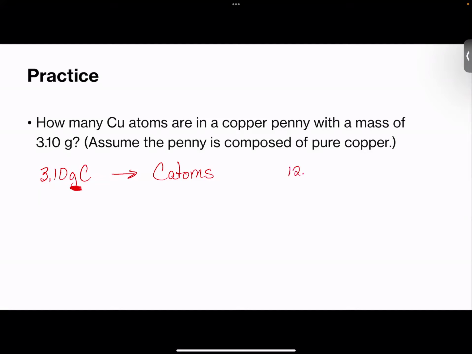So 63.55 grams of copper is 1 mole of copper. And what did I say you'll have to use if you have atoms or molecules or ions? I'm going to have to use Avogadro's number. So 6.022 times 10 to the 23rd copper atoms is 1 mole of copper.